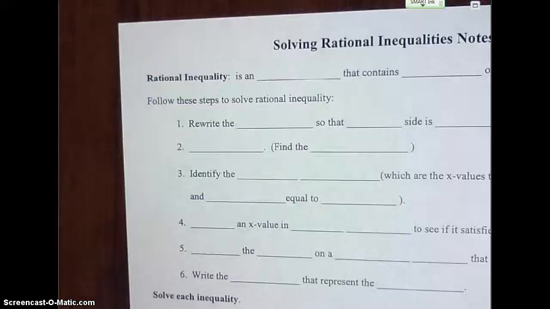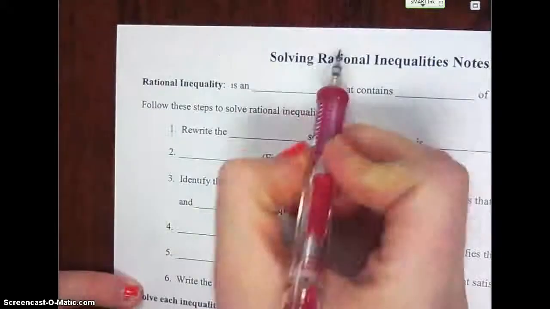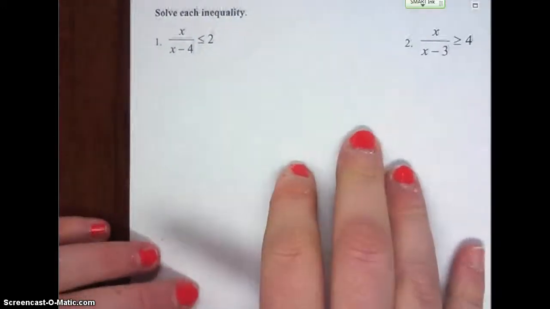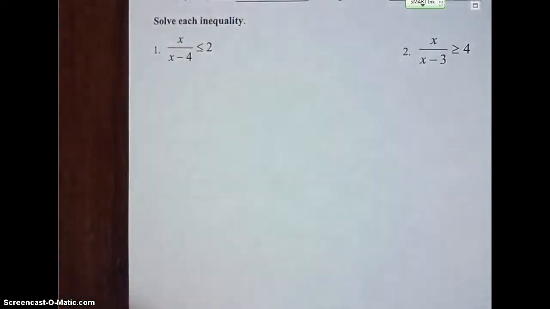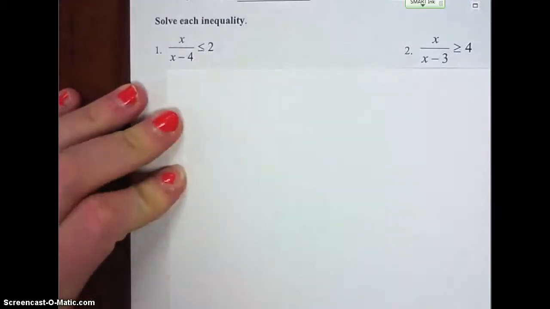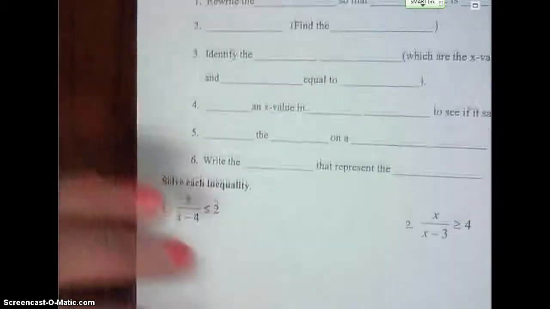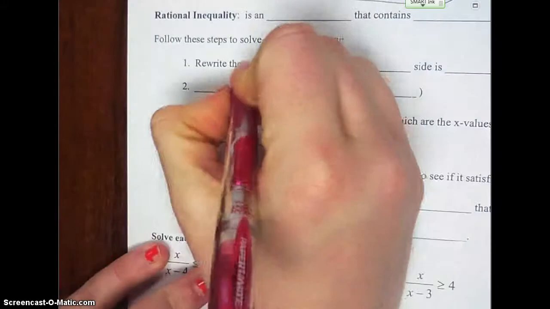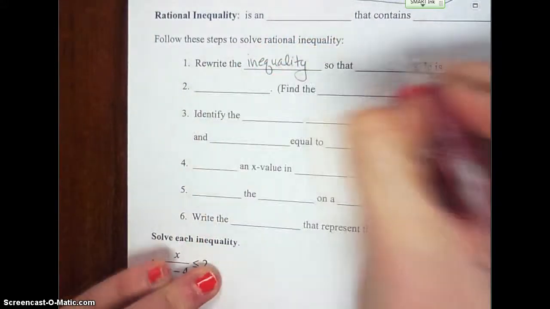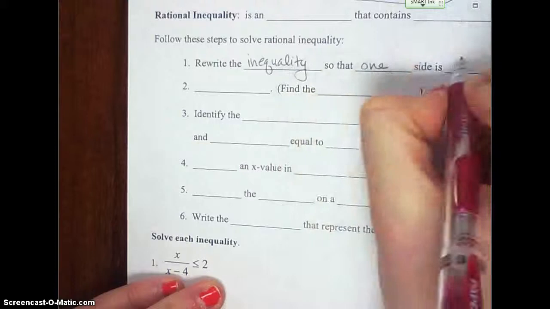Okay, so I'm going to do a couple examples of solving rational inequalities, and I'm going to go through the steps here as I work out number one. So the very first thing that you want to do is rewrite the inequality so that one side is 0.